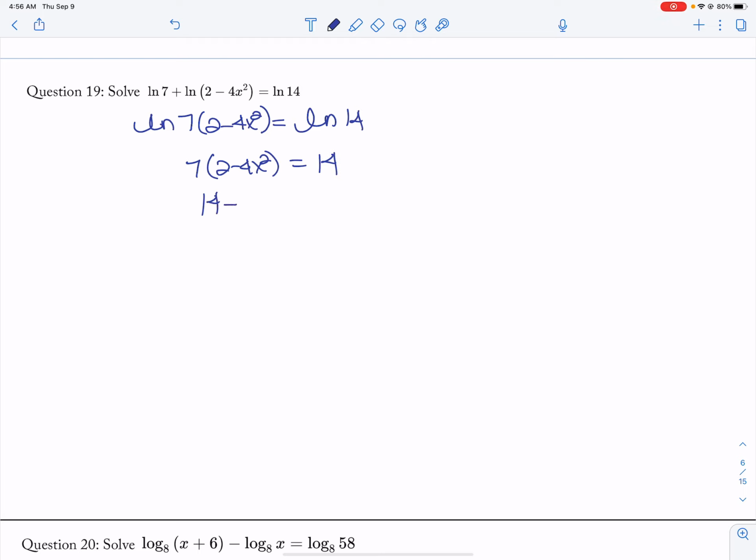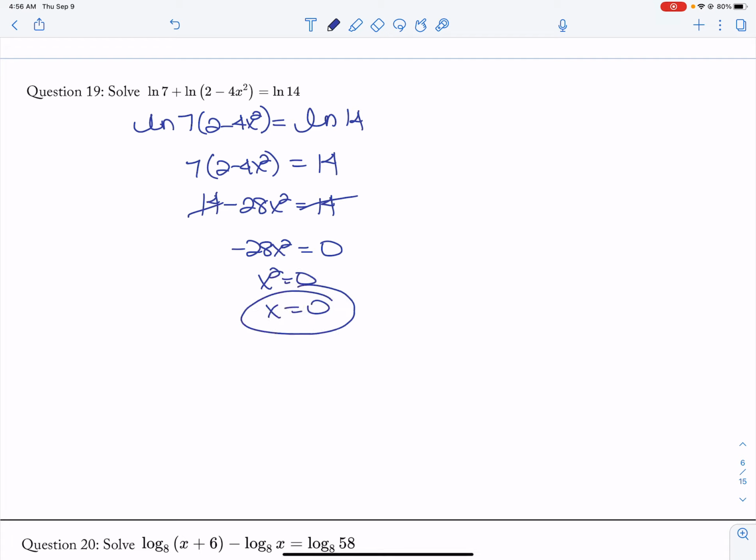So I have 14 minus 28x squared, distributing the 7, is equal to 14. Subtract 14 from both sides, so I get negative 28x squared is equal to 0. So then x squared is 0, so then x is equal to 0.